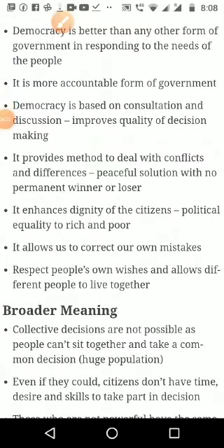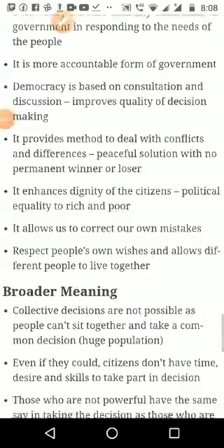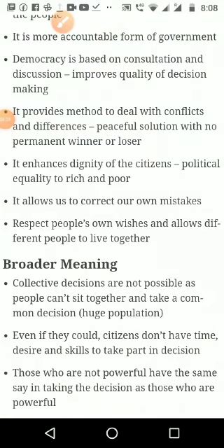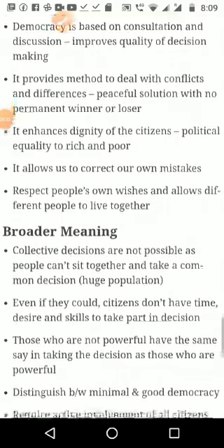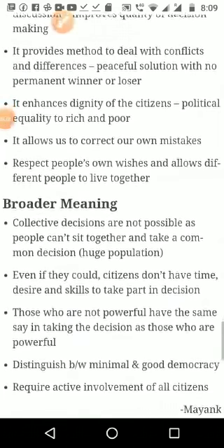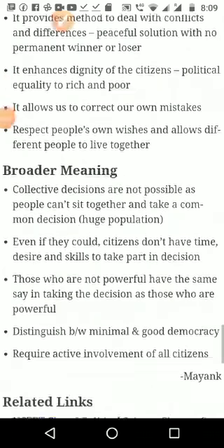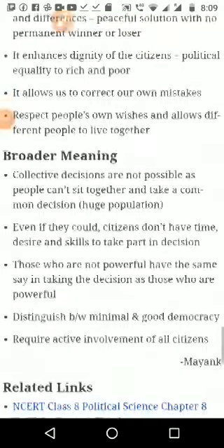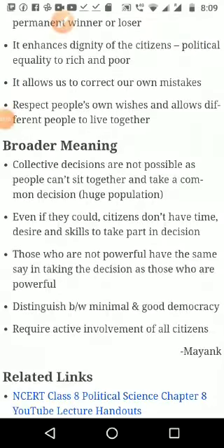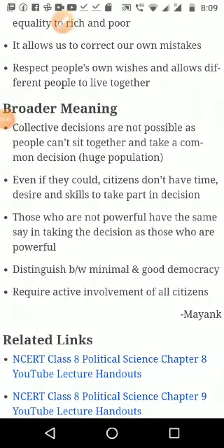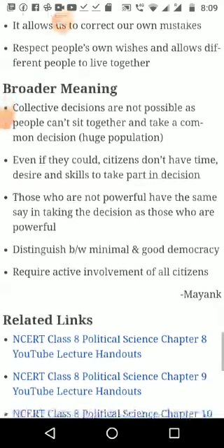It is a more accountable form of government. Democracy is based on consultation and discussion, which improve the quality of decision making. It provides a method to deal with conflicts and differences, a peaceful solution with no permanent winner or loser. It hence enhances the dignity of the citizen. Political equality for rich and poor. It allows us to correct our own mistakes, respect people's own wishes and allow different people to live together.